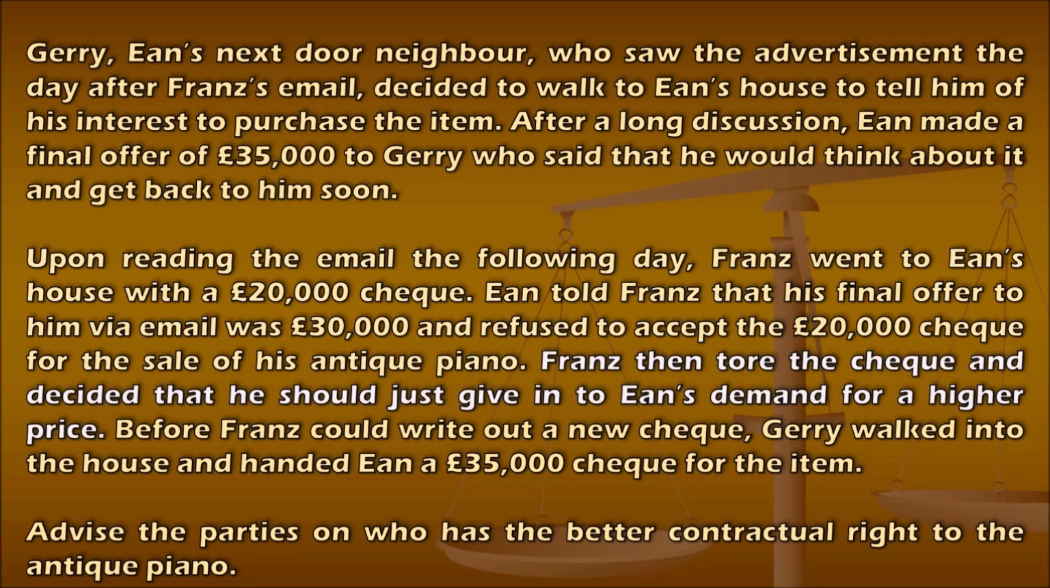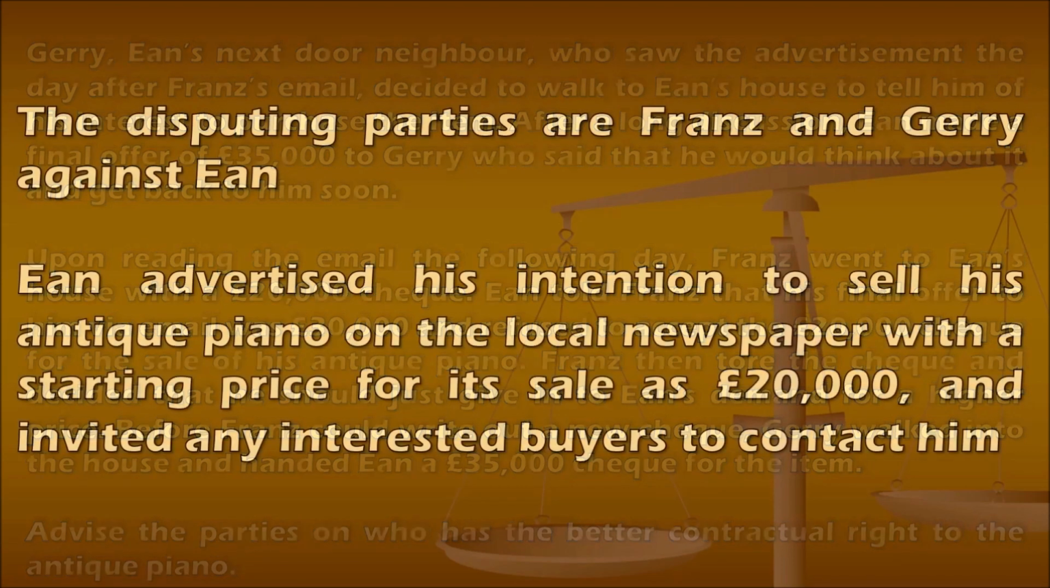Franz then tore the check and decided that he should just give in to Ian's demand for a higher price. Before Franz could write out a new check, Jerry walked into the house and handed Ian a £35,000 check for the item. Advise the parties on who has the better contractual right to the antique piano.